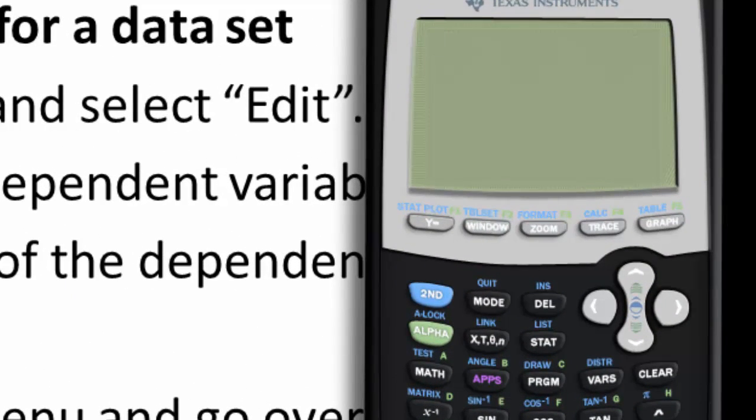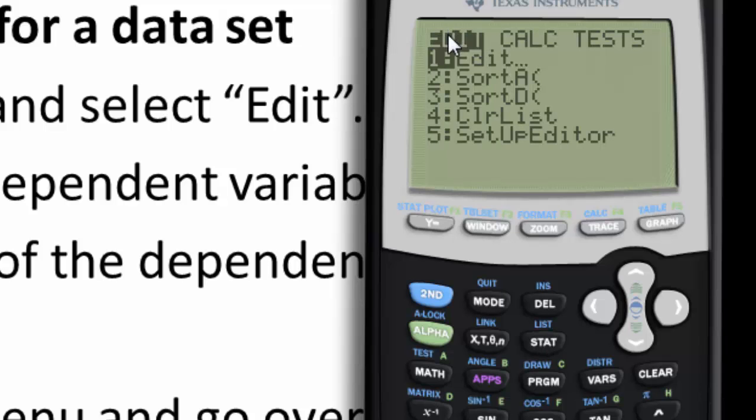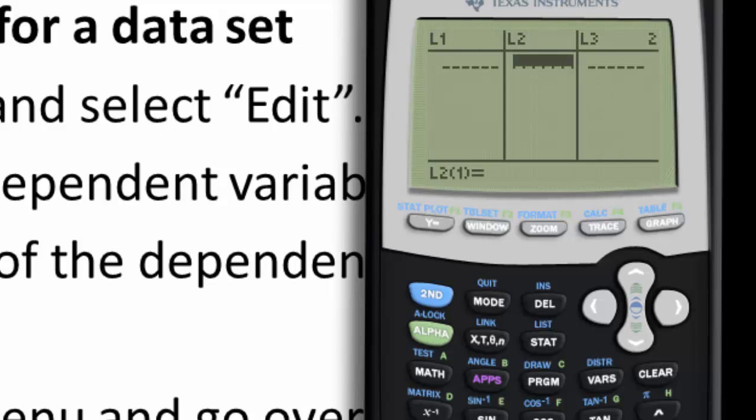Clear that out. It says go into the Stat menu. So over here by your directional pad is the Stat button, and you can see the first option says Edit. So hit Enter for Edit, select Edit, and you get this little screen here. It says type the values of the independent variable, which is going to be your x's, into L1. So whatever would be on my x-axis will be my L1. And the values of the dependent variable, which is going to be your y's, are going to go into L2. So whatever would go on my y-axis would be my L2.